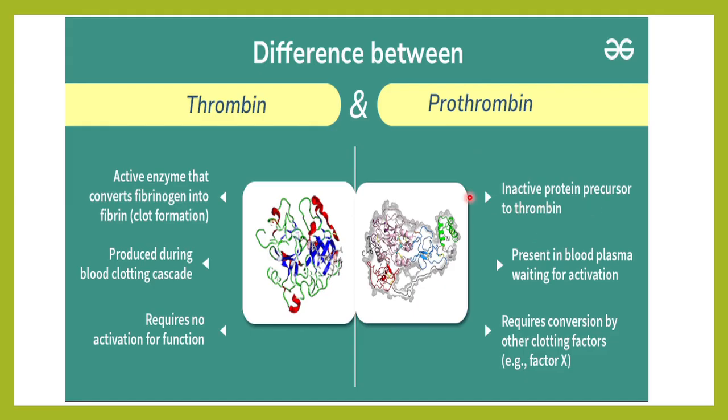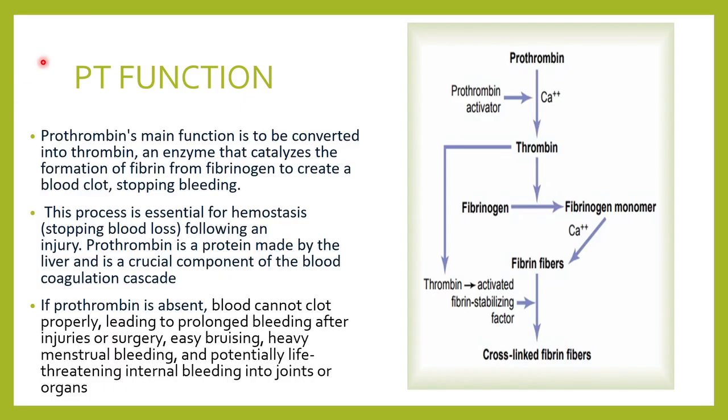Whereas thrombin is an active enzyme which will help in the conversion of fibrinogen to fibrin. Prothrombin is present in blood plasma waiting for an activation, whereas thrombin is produced during the blood clotting cascade, and it is an active form. So prothrombin requires conversion by other clotting factors, whereas thrombin does not require activation by other factors for its function.